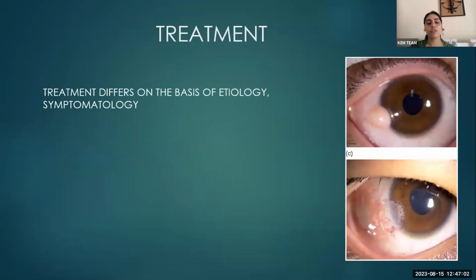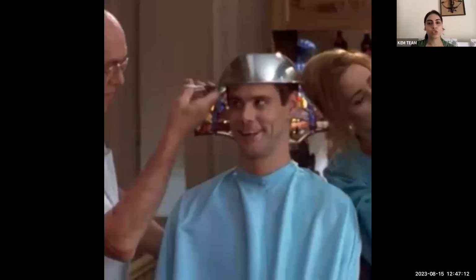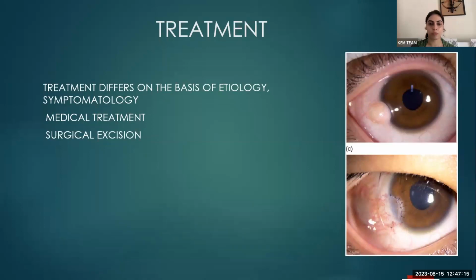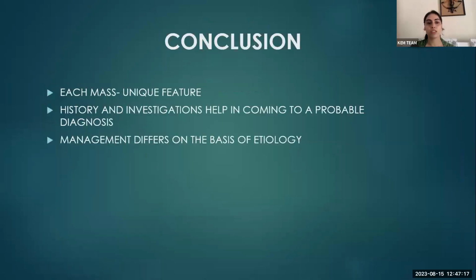The treatment of every mass differs on the basis of etiology and symptomatology of the patient. It could be medical treatment in the form of topical lubricants and steroids in some, whereas in some it could be a surgical excision with ocular surface reconstruction. In conclusion, each mass has a unique feature. The history and investigations help in coming to a probable diagnosis, and the management differs on the basis of etiology.